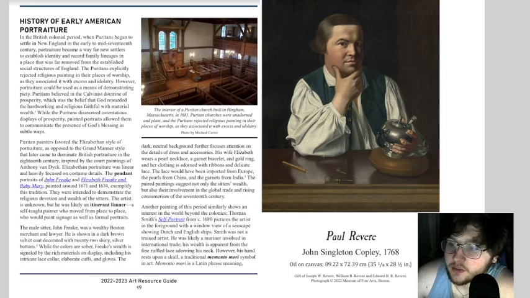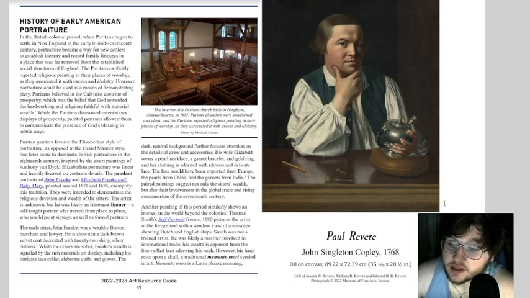The dark, neutral background further focuses attention on the details of the dress and accessories. His wife, Elizabeth, wears a pearl necklace, a garnet bracelet, and gold ring, and her clothing is adorned with ribbons and delicate lace. The lace would have been imported from Europe, the pearls from China, and the garnets from India. The paired paintings suggest not only the sitters' wealth, but also their involvement in global trade and rising consumerism in the 17th century. Another painting of this period similarly shows an interest in the world beyond the colonies.